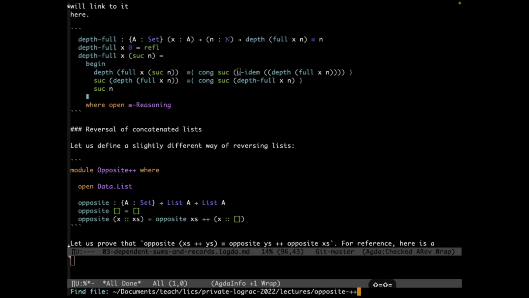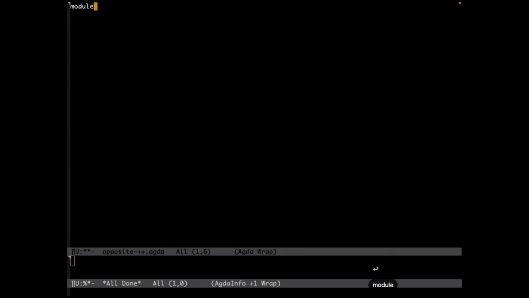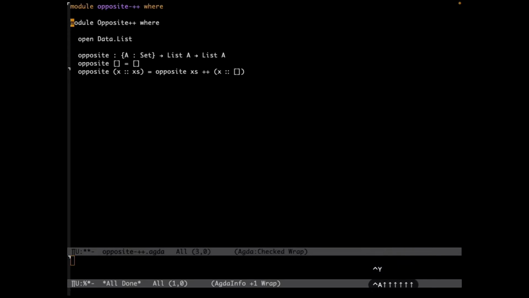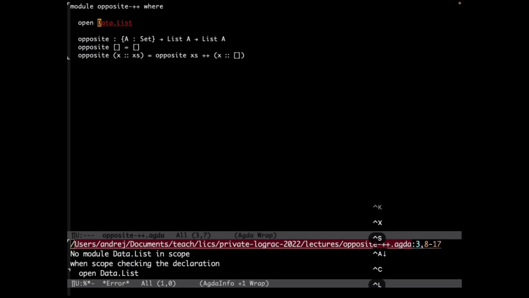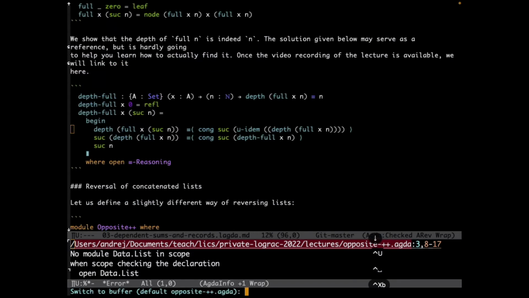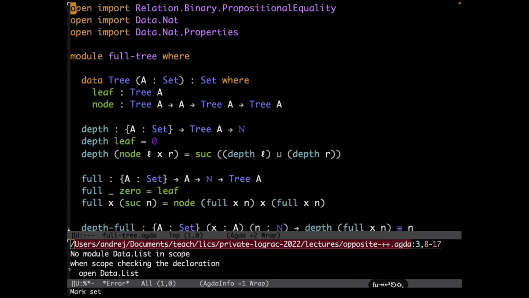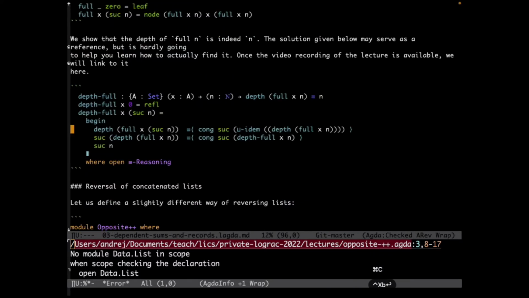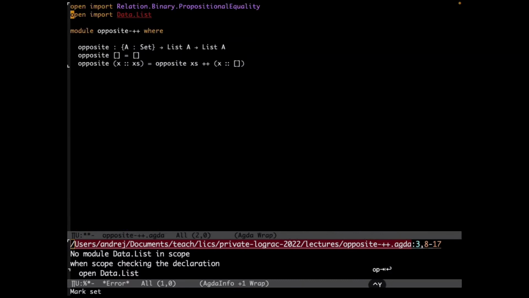Now I'm going to face the same problem. Okay, we will need the data list. What else do we need? Open, import. We'll put them up here. So I know I want this one for sure. There are no natural numbers, I think, involved. Just to set things up.